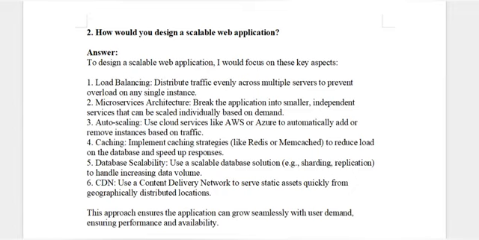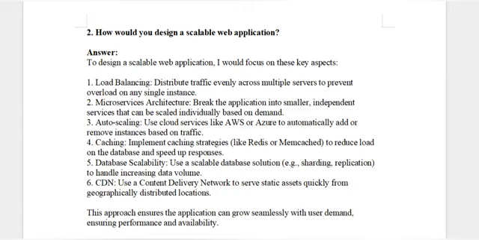Question number 2. How would you design a scalable web application? You can answer this question as: to design a scalable web application, I would focus on these key aspects. First is load balancing. Distribute traffic evenly across multiple servers to prevent overload on any single instance. Second is to follow microservices architecture. Break the application into smaller, independent services that can be scaled individually based on demand.